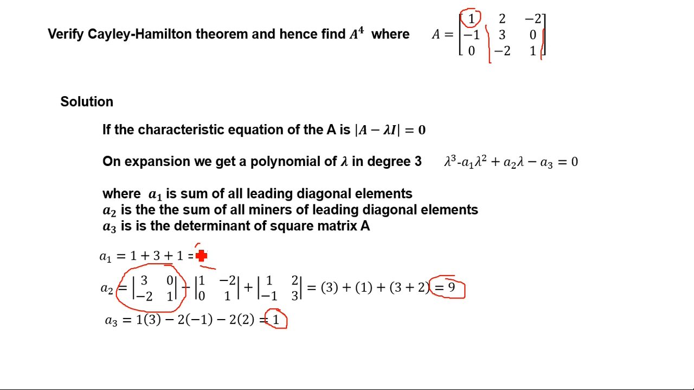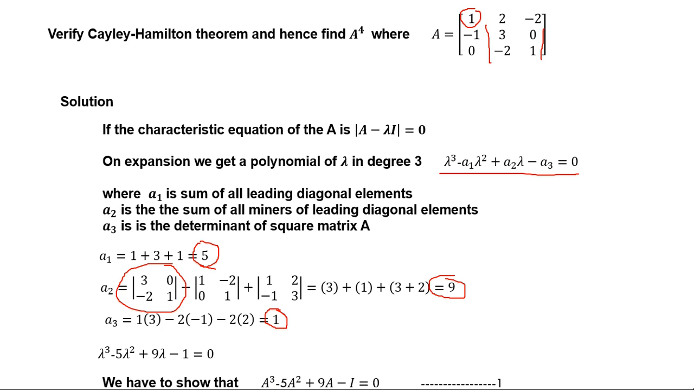So substituting that A1, A2, A3 in that equation, lambda cube minus A1 lambda square plus A2 lambda minus A3 equal to 0, the resultant equation is lambda cube minus 5 lambda square plus 9 lambda minus 1 equal to 0. So we have to show that substituting lambda equal to A in this equation, we will get A cube minus 5A square plus 9A minus I equal to 0.